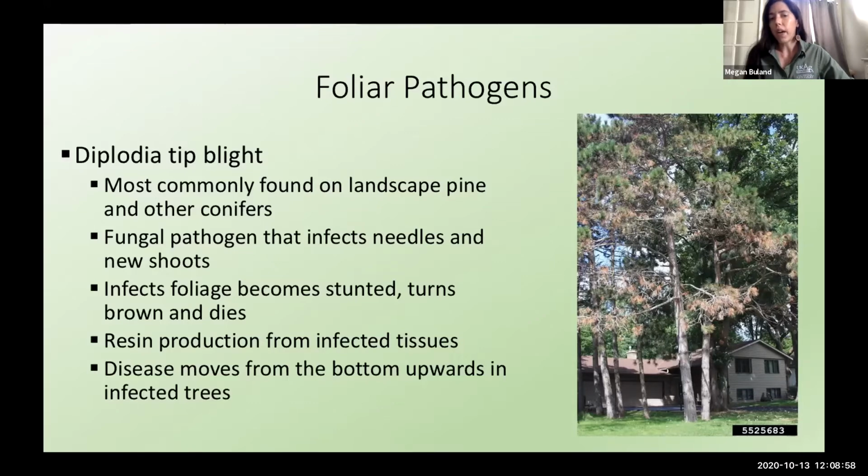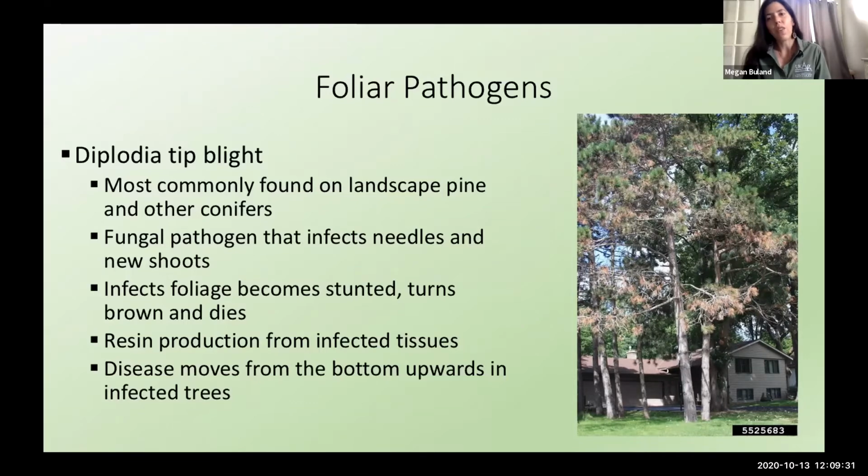It's a fungal pathogen, and it infects the needles and new shoots of these landscape pine trees. Infected foliage tends to become stunted, turn brown and die, and there's a lot of resin production from infected tissue. So often you'll see where all of those needles actually become stuck together with this resin that is exuding from these infected portions of the tree. The disease moves from the bottom upwards in infected trees, and there really isn't much that you can do about this one, unfortunately, with diplodia tip blight.